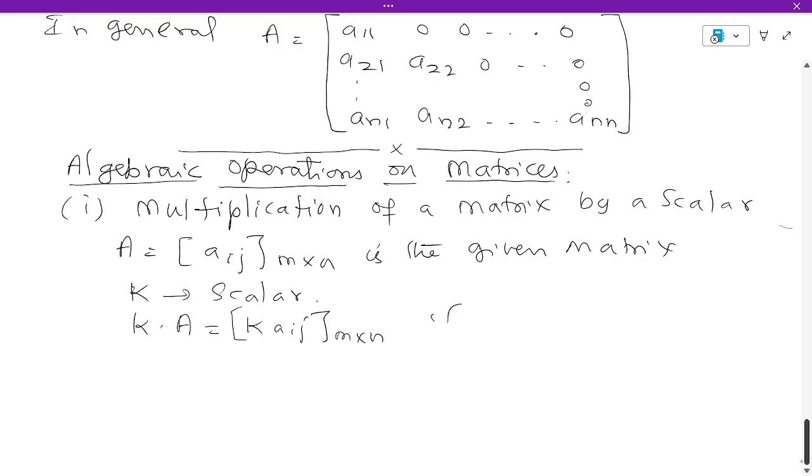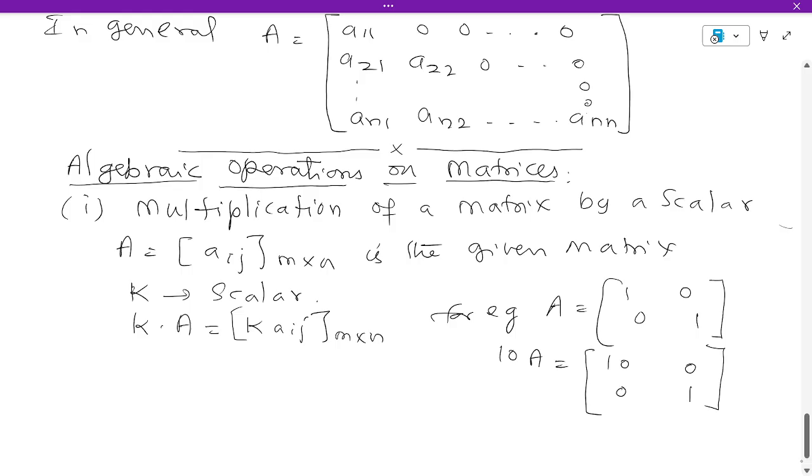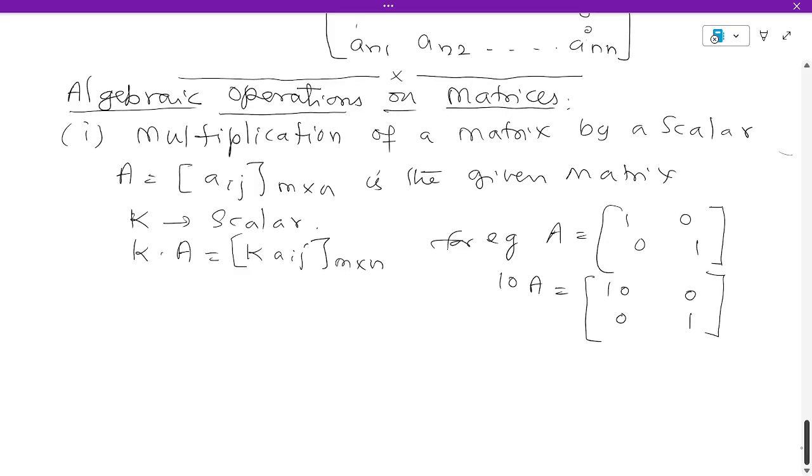See, for example, if A equal to 1 0 0 1, if I want to find 10A, then you have to multiply each and every element of the matrix with 10. Okay, it is the multiplication of a matrix by a scalar. Then addition and subtraction is the second one.